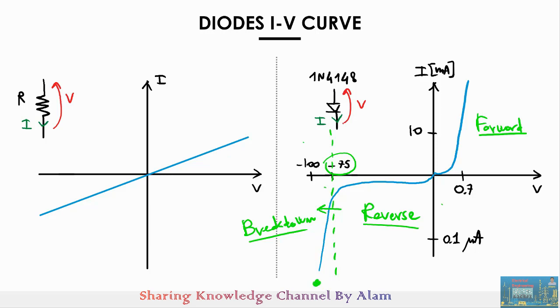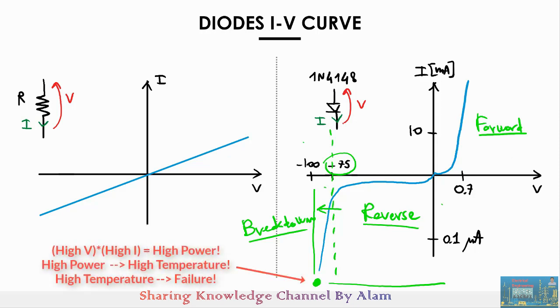At this point in the curve, for example, you have at the same time a very high current and a very high voltage. The product of voltage and current is the power dissipated by the device, and with a high dissipated power, the temperature of the device will increase really fast and eventually it will fail.